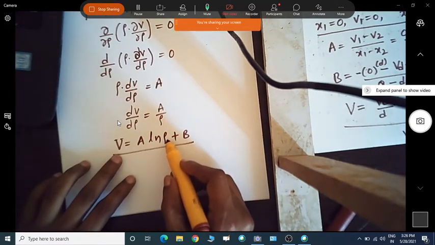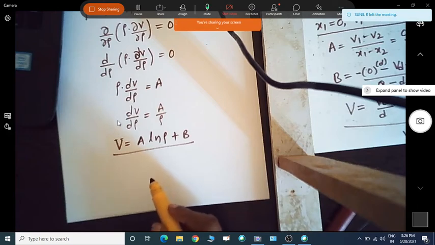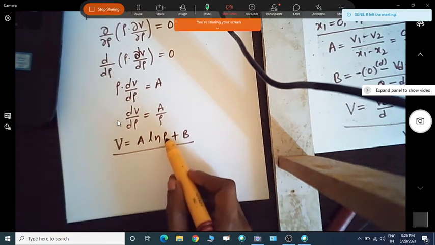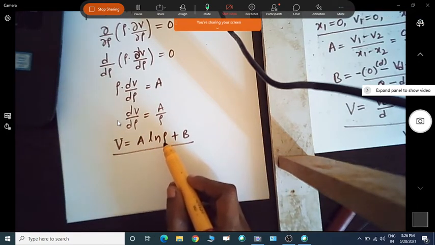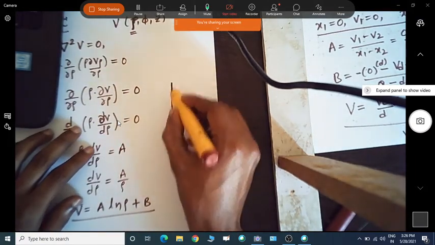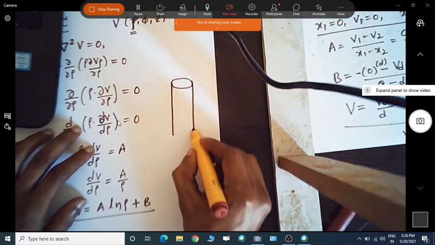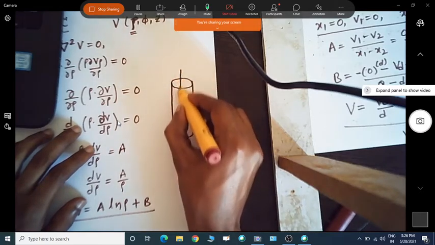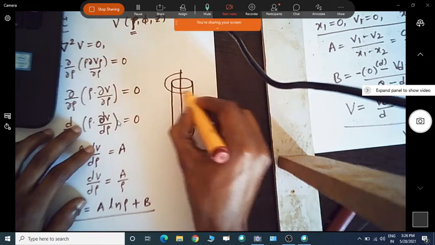This is the solution when the potential varies with respect to rho. Wherever rho is constant, we have an equipotential surface. So we can look at this as two cylinders, for example, this is one cylinder and this is another cylinder.